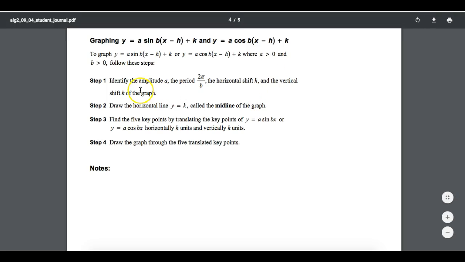All right, here's our last video for this section. We're going to be looking at how to graph a cosine function with transformations. Now, the steps are the same. You're going through, you're identifying the amplitude, the period, the shifts. You draw your midline, you find your 5 key points, and you draw the graph through the 5 key points.